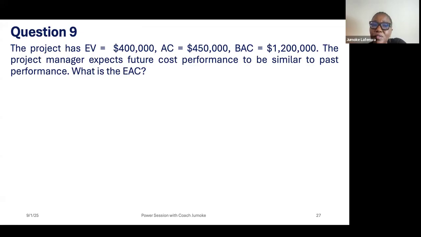Question 9. The project has EV $400,000, actual costs $450,000, budget at completion $1.2 million. The project manager expects future cost performance to be similar to past performance. Remember those three formulas for estimate at completion, so you have to use the appropriate one here. What is the estimate at completion?